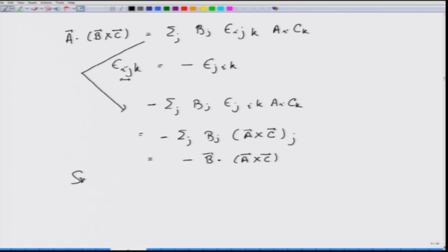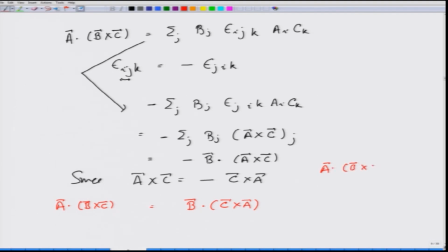Now, since A cross C is equal to minus C cross A, I can equally well write this as plus B dot C cross A. So, that is the answer. A dot B cross C is the same as B dot C cross A. It goes in a cyclic manner. So, A dot B cross C is the same as C dot A cross B, which is equal to B dot C cross A. What I wrote in the beginning of the previous page is not correct. So, you can see how easily I could prove it.